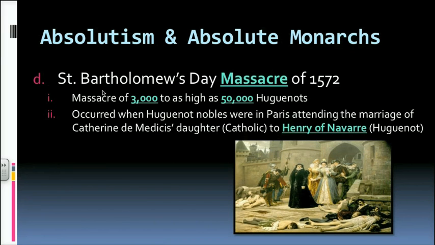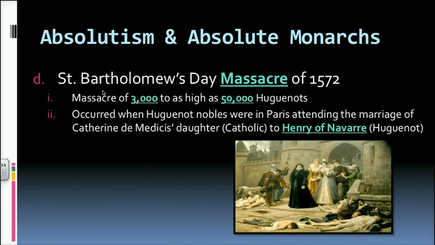Now, some people think that Catherine had this all orchestrated. Because she's Catholic, she wouldn't have liked Protestants, and she knew if she married her daughter to a prominent Protestant, that all these Protestant nobles, these Huguenot nobles, would come to Paris to attend the marriage. And so some people think she orchestrated this specifically so that they would be in Paris and that she could move in her troops and have them all wiped out. We don't know the numbers. As I suggested, maybe as few as 3,000 were dead, maybe as high as 50,000 Huguenots were killed.